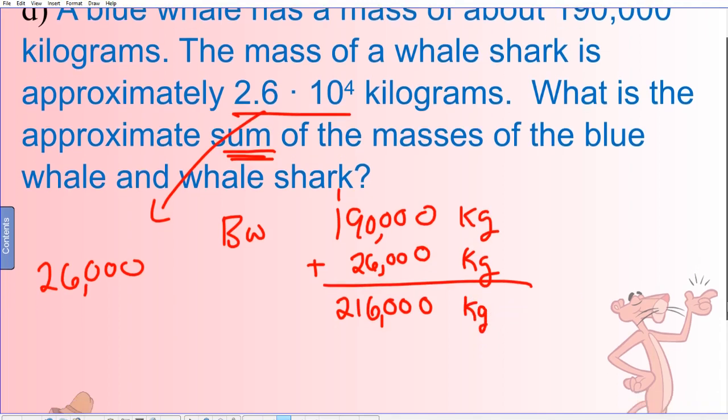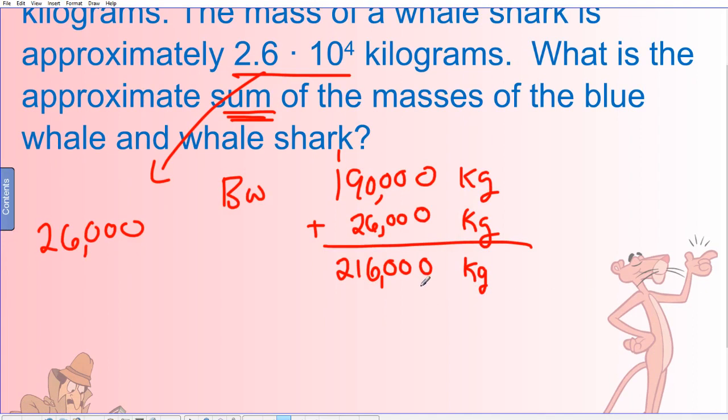And it's probably a good idea to change our answer back into scientific notation. Since the problem starts in scientific notation, we should end in scientific notation. So we get 2.16 times 10 to what power? From here to here is 1, 2, 3, 4, 5 places.